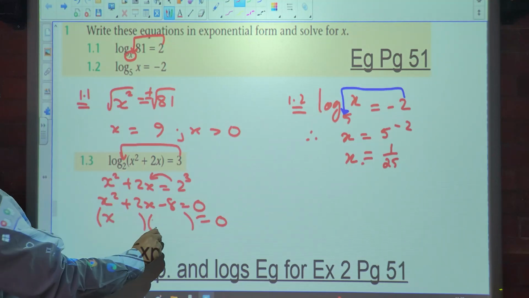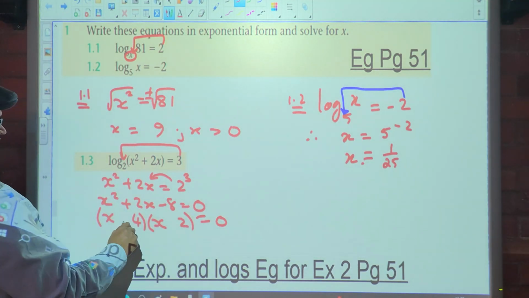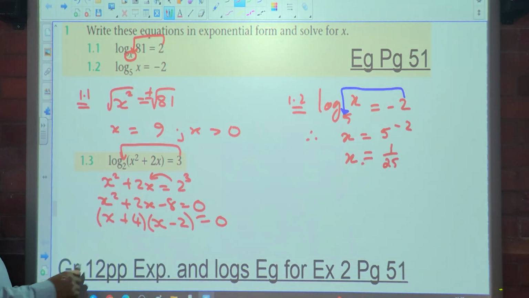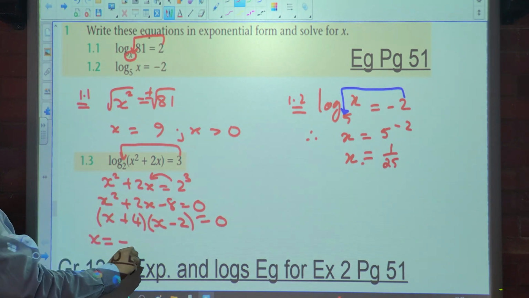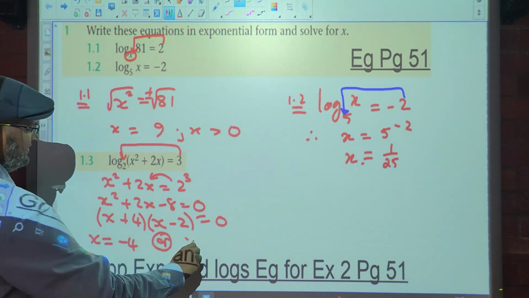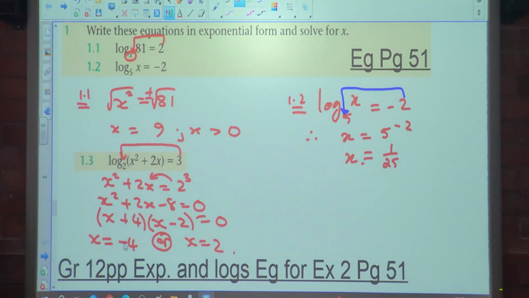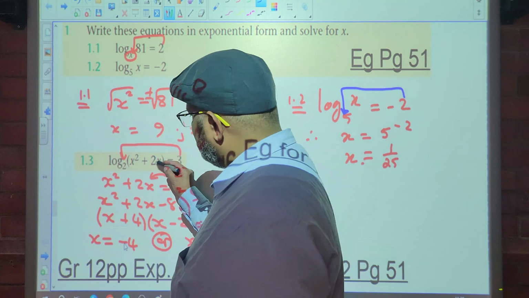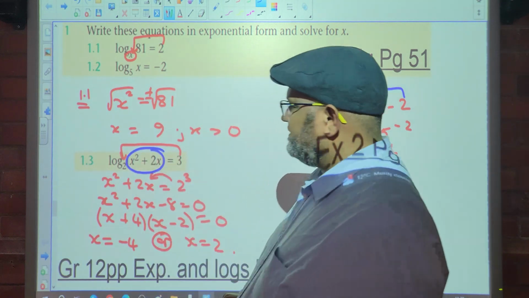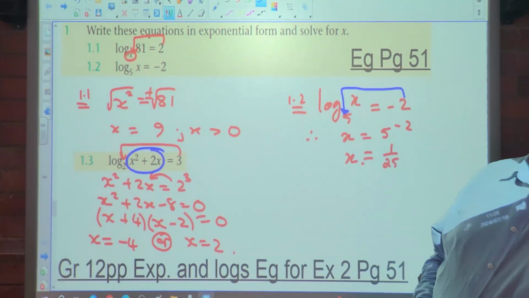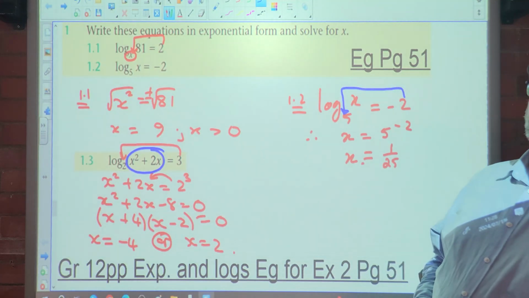Factorize. So we go x and x, 4 and 2, plus and minus. So x is equal to negative 4 or x is equal to 2. And we can test it. Remember, people, this number must be positive. It can be 0. Log of 0 is 1.